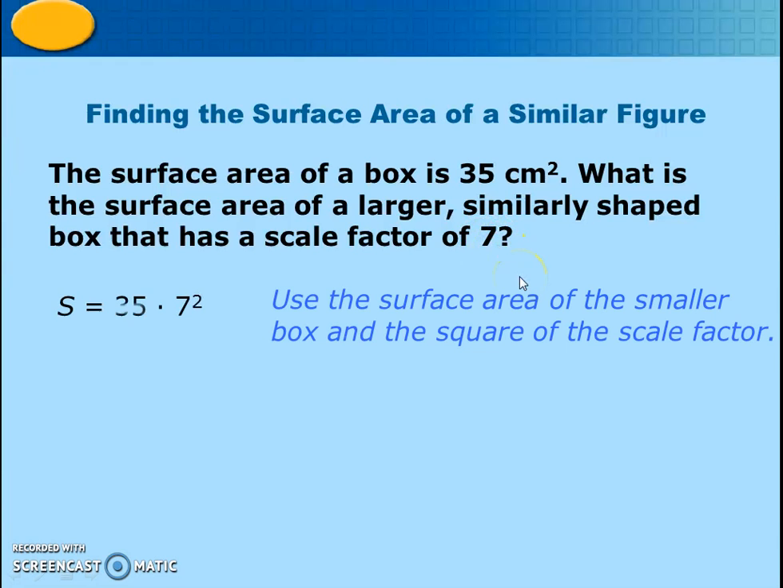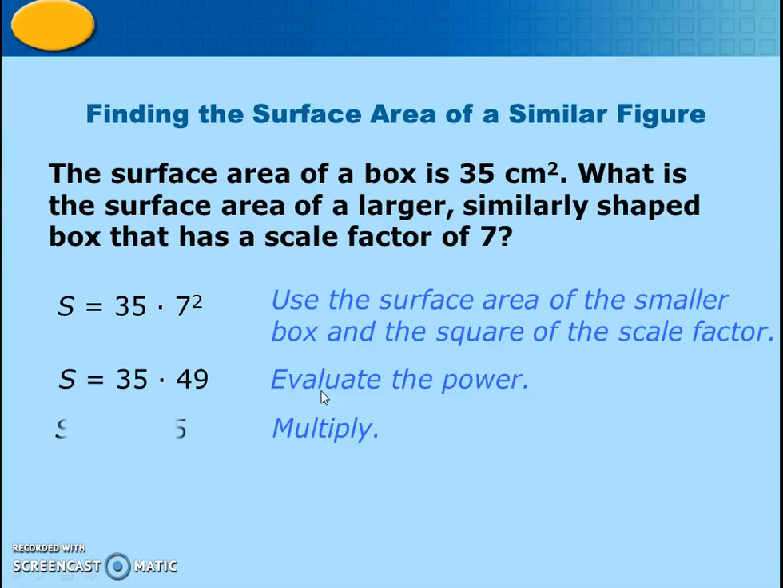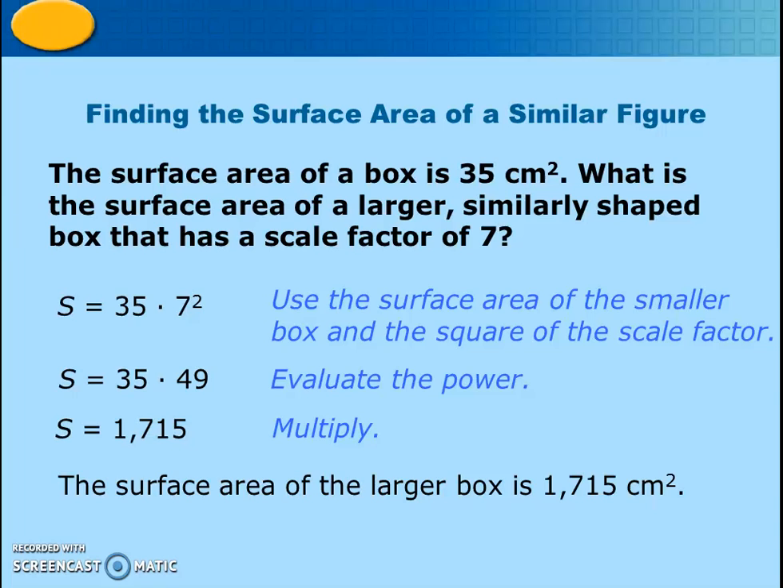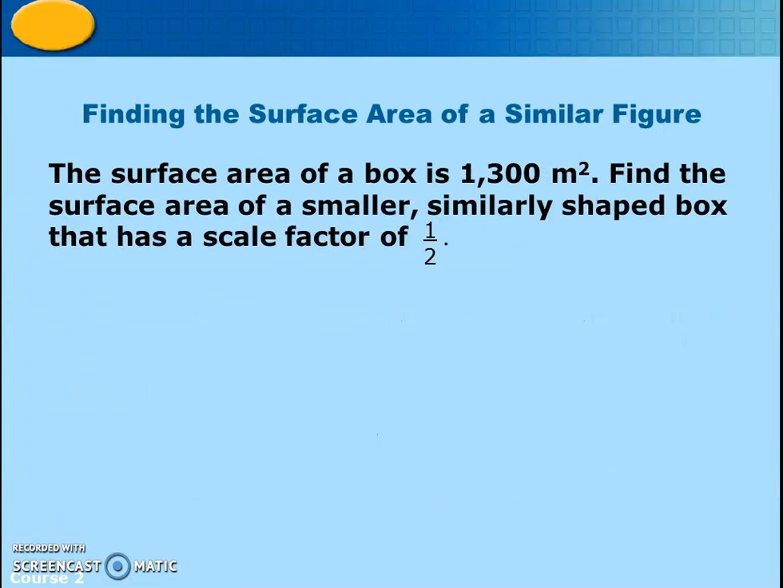So we've got 35 times, that little dot means times by the way, times 7 squared. We're going to evaluate the power, so our surface area is going to be 35 times 49, which if we do the multiplication we get 1,715. So the surface area of the larger box is 1,715 centimeters squared.